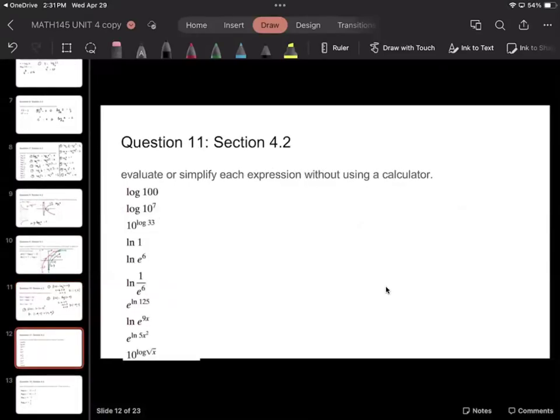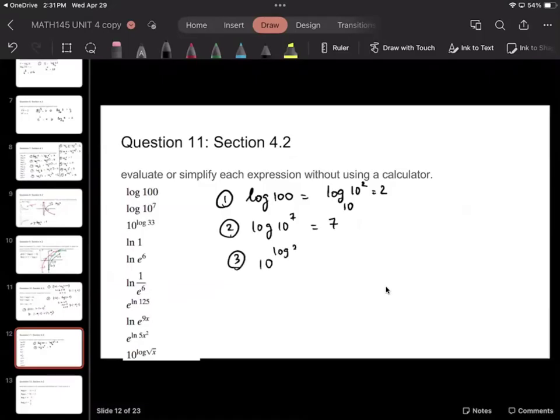Okay, so evaluate. Log 100. So when no base is written, assume base 10. 100 is 10 squared, so this is 2. Log 10 to the power of 7 is 7. 10 to the power of log 33 is 33 because the exponent and the log have the same base and therefore they neutralize each other.